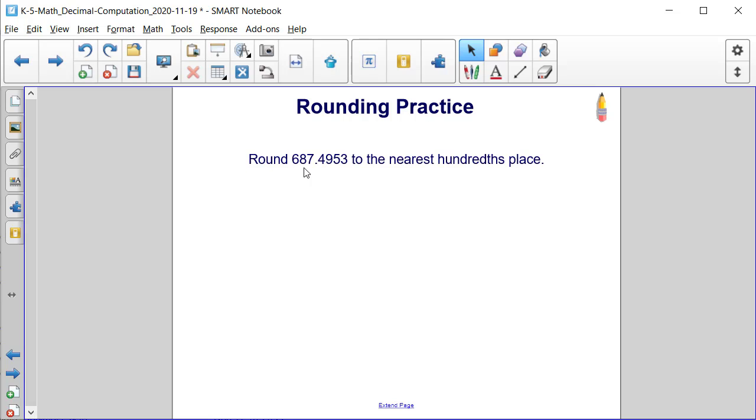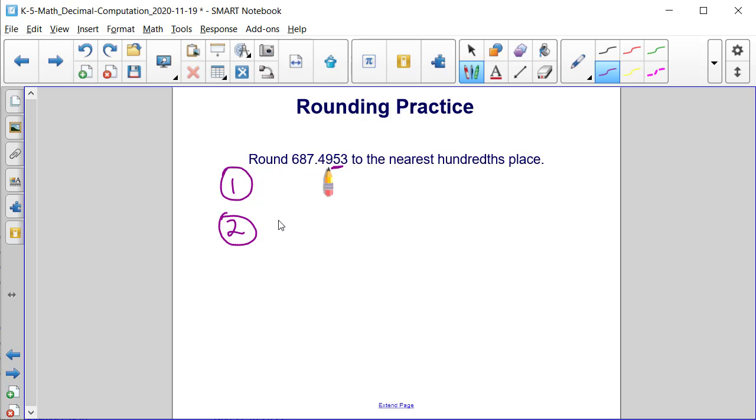Round 687 and 4,953 ten-thousandths to the nearest hundredths place. Well, the first step in this process is to place our pencil tip beneath the number in the desired place value of rounding, which is the hundredths place, and it's the 9 that we're dealing with. And then we're going to look at the number immediately to its right, which is a 5.